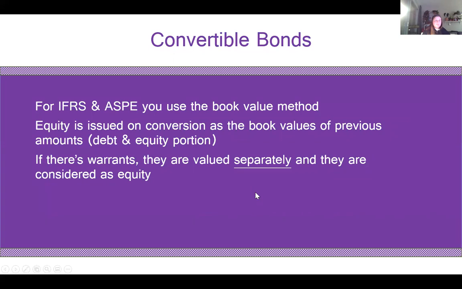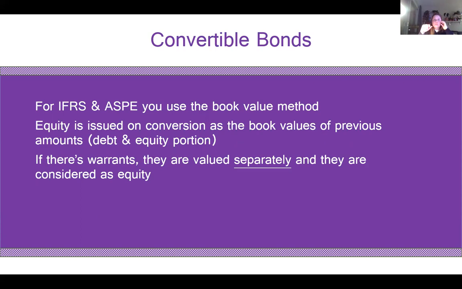For convertible bonds, that happens when, let's say, the company issues bonds and they say you can convert your bonds into 3 common shares or 3 preferred shares, stuff like that. IFRS and ASPE use the book value method, and that's what I'm going to show you. When you have convertible bonds, you're going to have the debt portion, which is bonds payable, which is what we've seen before. And you're also going to have an equity portion, which is going to be a contributed surplus, conversion rights.